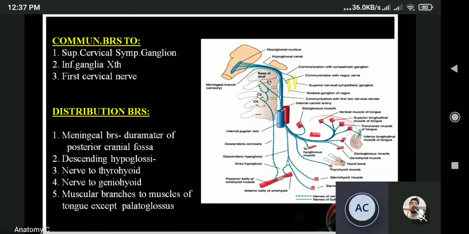Now you will come across the word ansa cervicalis in the triangles of the neck. Whenever you are reading the triangles of the neck, at that time you will come across the word ansa cervicalis. So this is the descending hypoglossal. Next, we have the nerve to thyrohyoid. Then we have the nerve to geniohyoid and the muscular branches to all the muscles of the tongue except the palatoglossus. So these are the overall branches of the hypoglossal nerve.